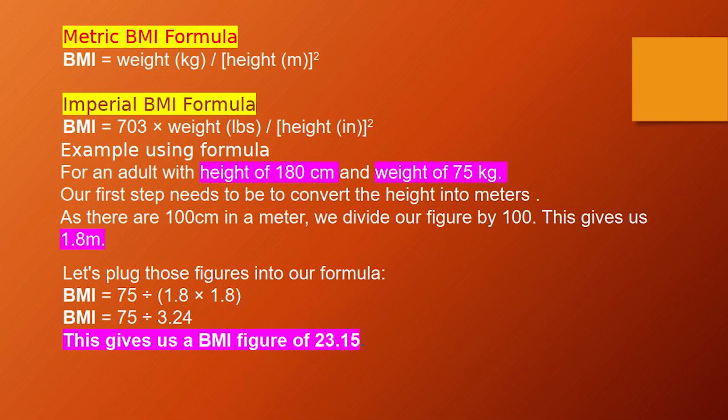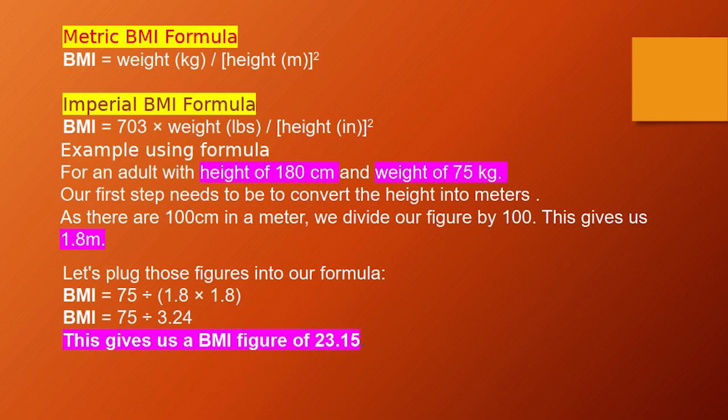So, what could be the formula? Lastly, what could be the formula for using this BMI? There are two ways BMI can be measured, one by the metric formula and second by the empirical formula. Now, what is that metric formula, where you use the metric indexes?